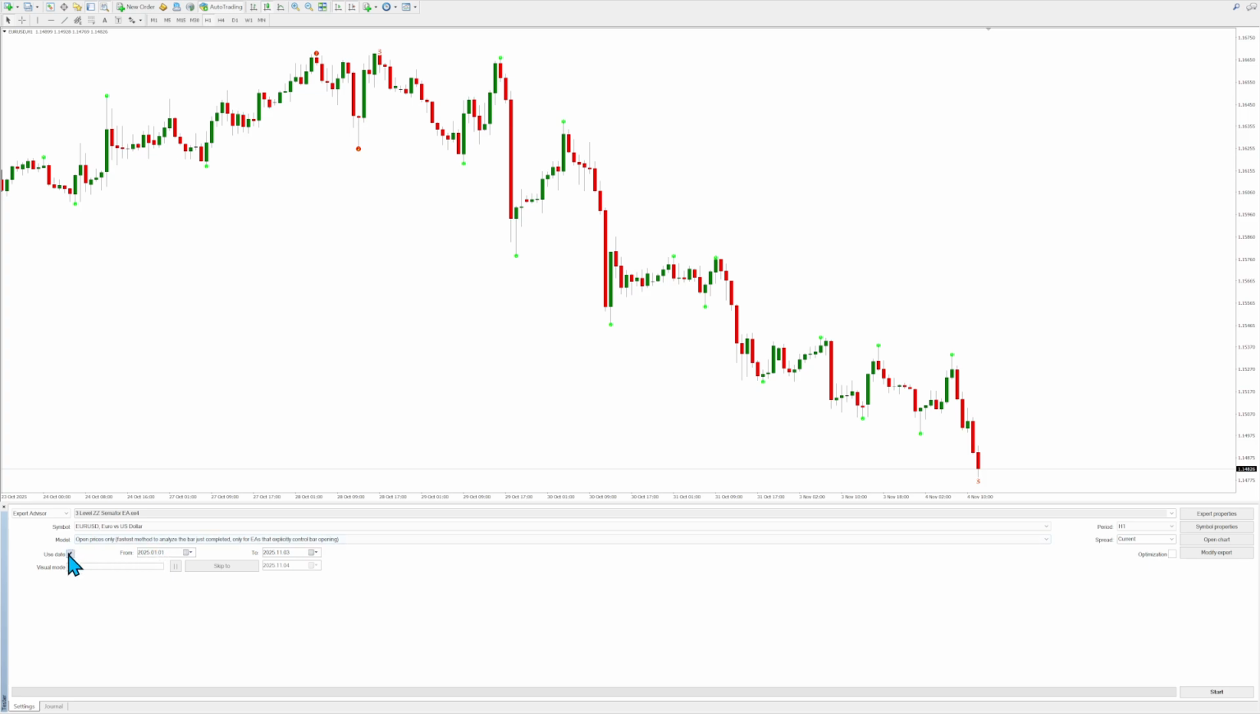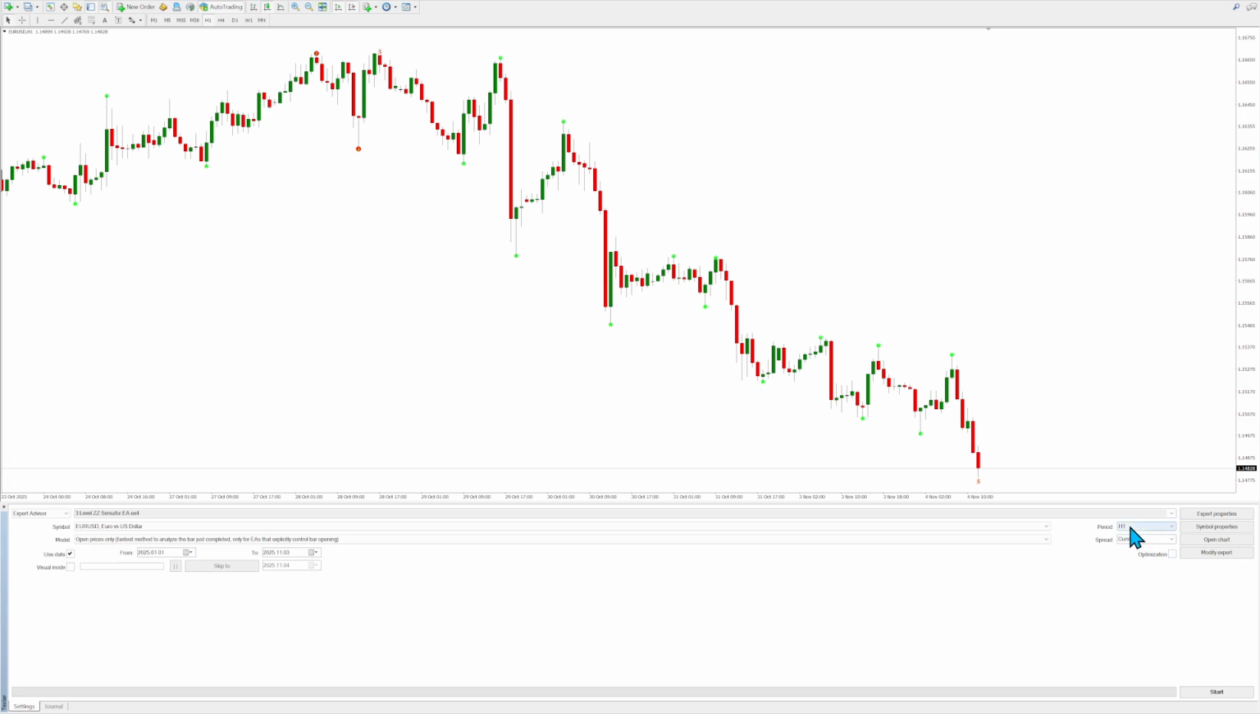Use date, so you just select the date that you wish to test over. I've got last year selected here. Make sure you've downloaded the historical data as well. For the time period, you can choose any chart time frame. I've got the 1 hour selected here.